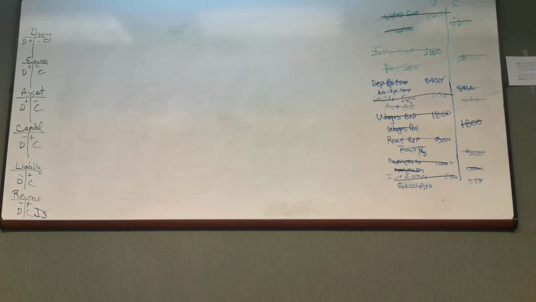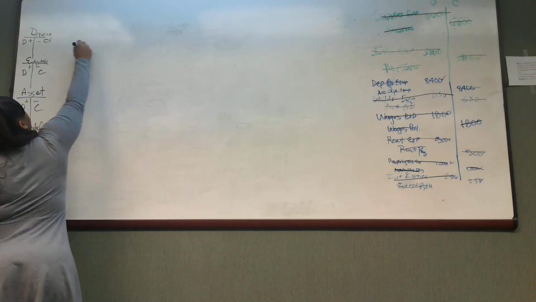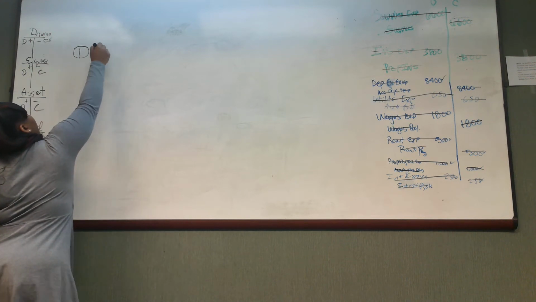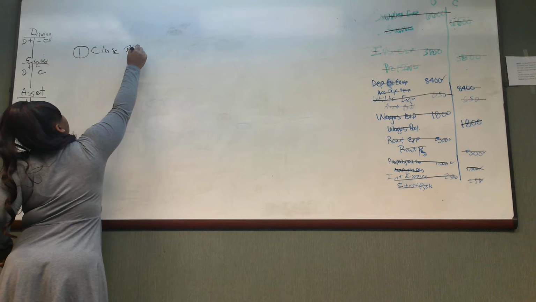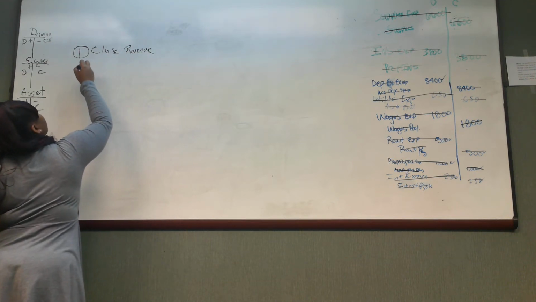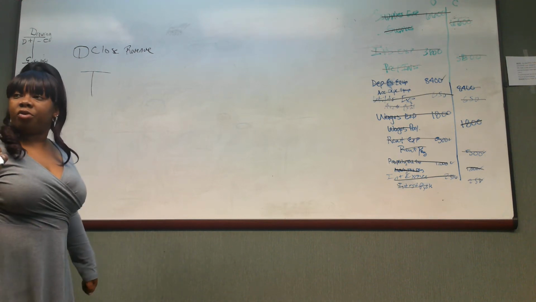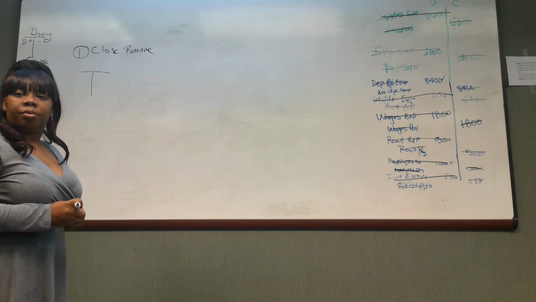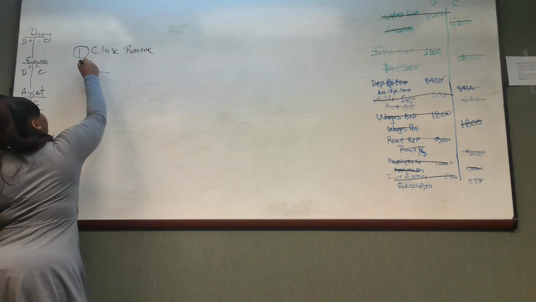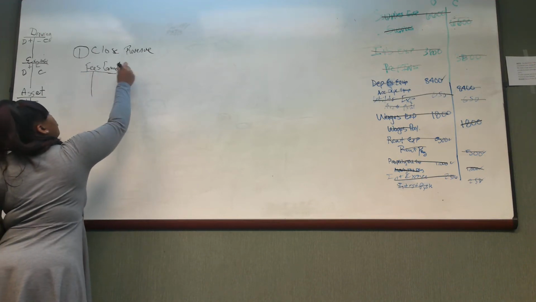Okay. So we're going to record our entries to close. All right, so we had 4 steps, right? Step 1, close revenues. Is that what they want us to close first? All right, what are my types of revenues? Fees earned. All right, so we got fees earned. What's my other type of revenue?